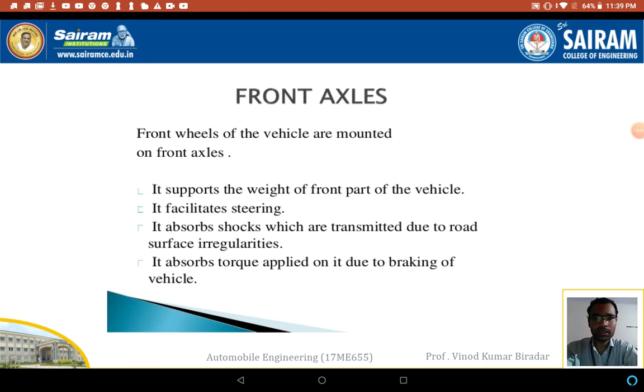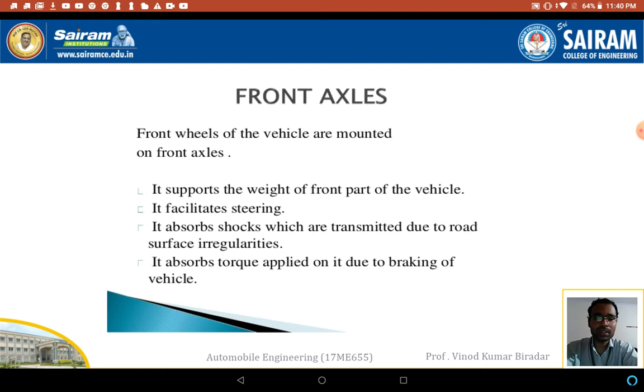So in this video I'm going to explain the front axle topic. Already we know what is meant by axle and rear axle and the different types of axle. After watching that, you'll understand this front axle. I told already that the main function of an axle is to transmit the power from the engine to the wheel.